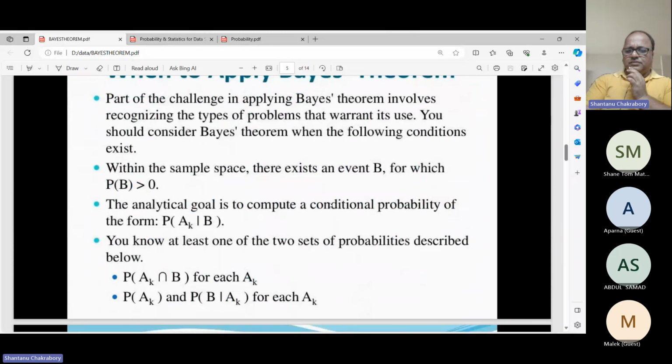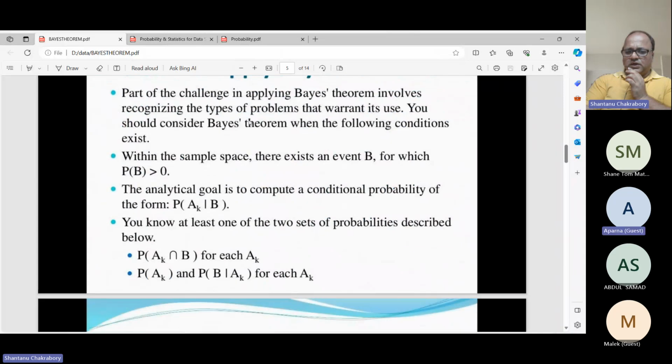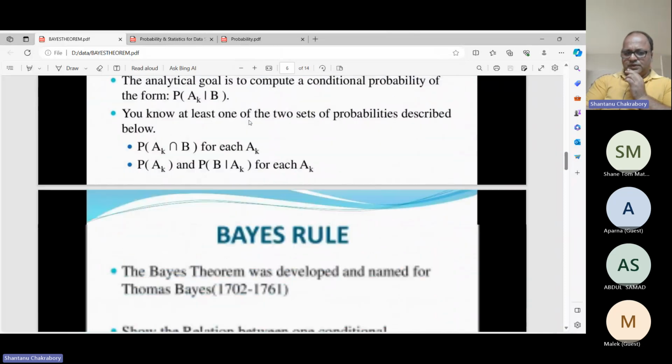When to apply the Bayes theorem? We apply the Bayes theorem when you consider the theorem in this particular form, and it helps us compute the conditional probability of a particular event based on the two sets of probability as discussed. So this is how we apply the Bayes theorem.